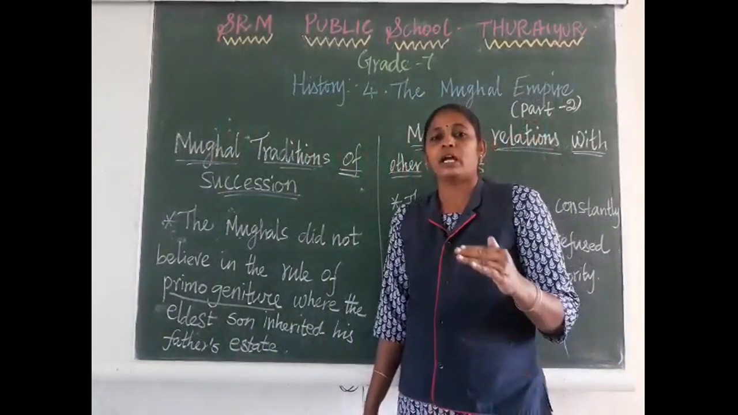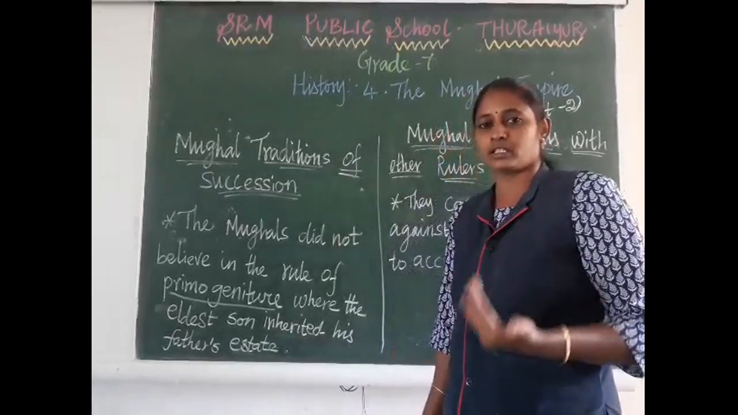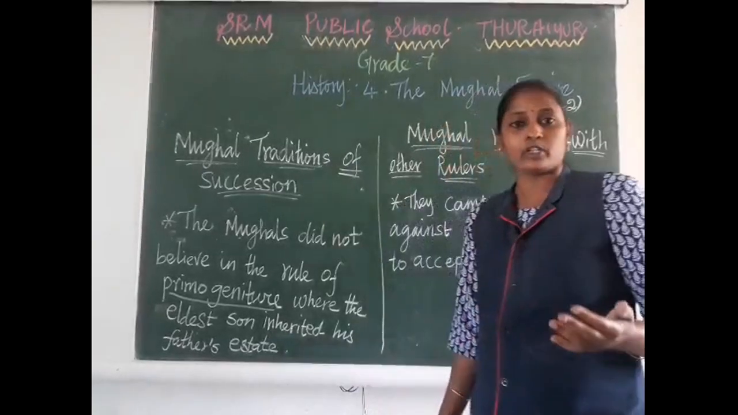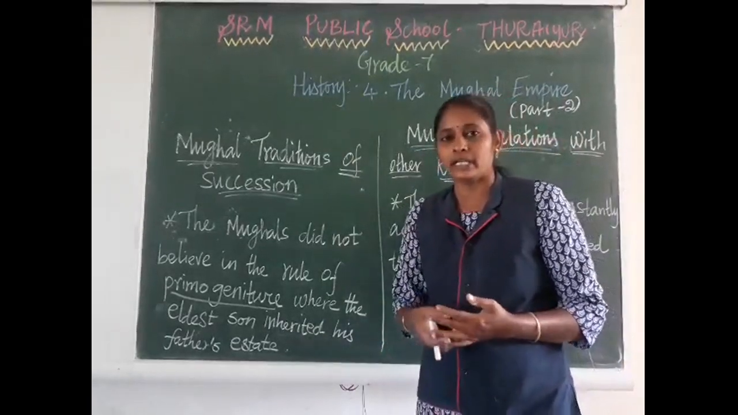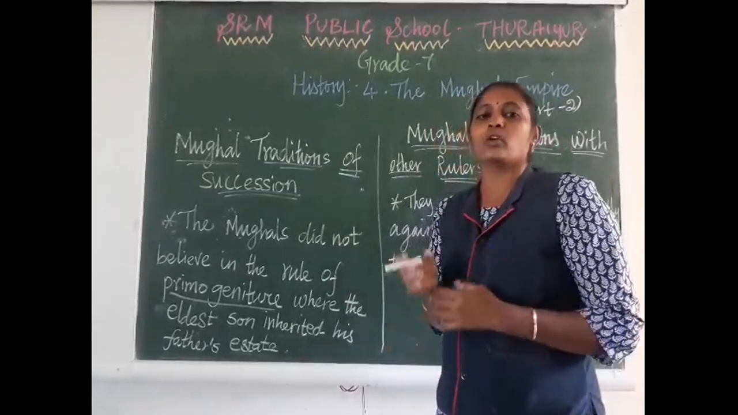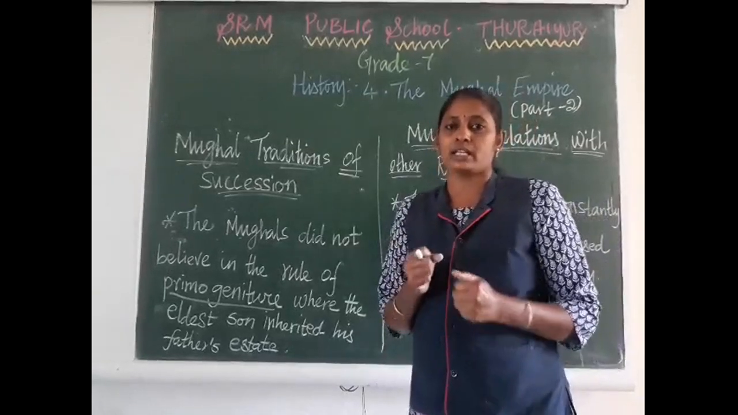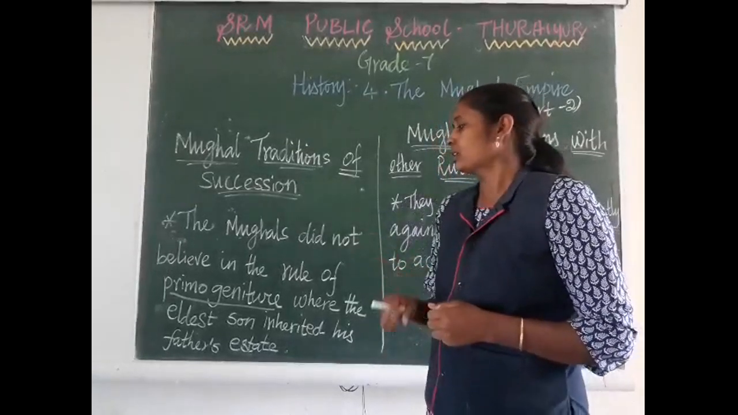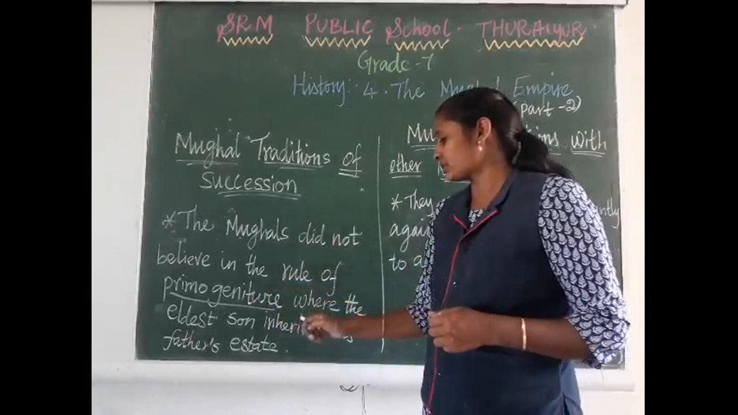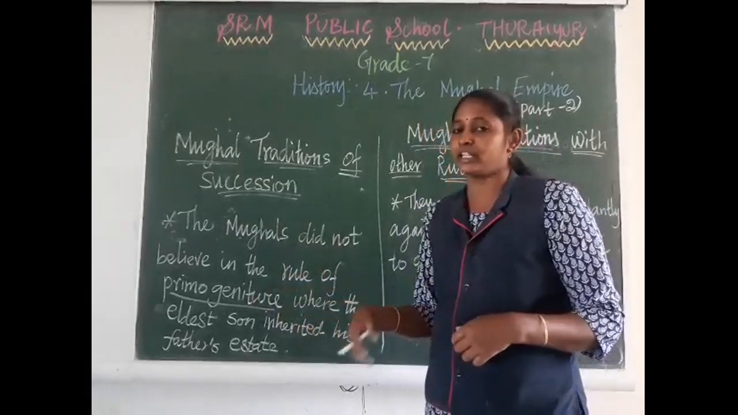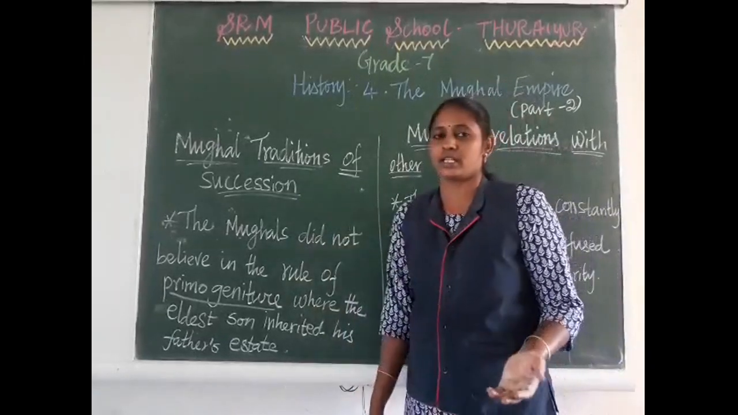For example, after Babur died, his elder son Humayun became the king, but he was not able to continue ruling the dynasty. Why? Because his brothers, Hindal, Askari and others, were not ready to give their fullest support to the king. They tried to capture the land. So that's why it is said the Mughals did not believe in the rule of primogeniture, where the elder son inherited his father's estate.